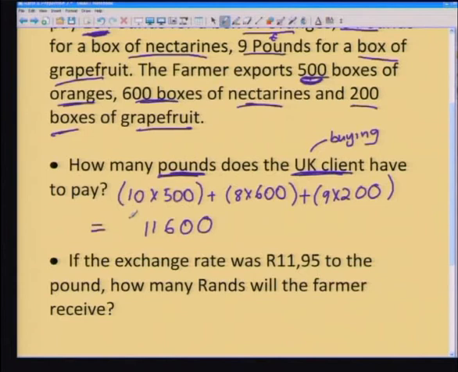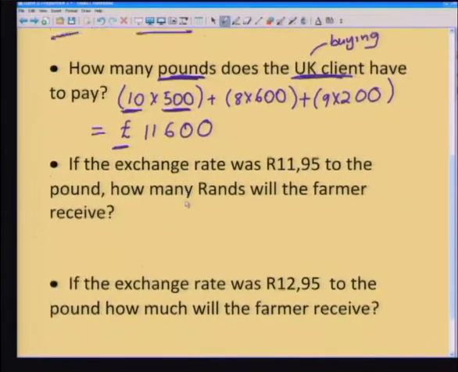Okay, generally they will give you the symbol that you should use, so you don't have to remember what the symbol is, but that is the symbol for pounds. So therefore the UK client will have to pay 11,600 pounds. How did we get that? We times the price of each box of fruit by the number of boxes of fruit that this person was buying.